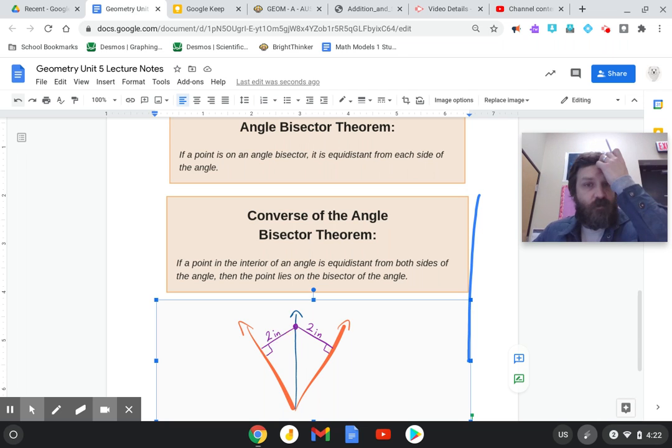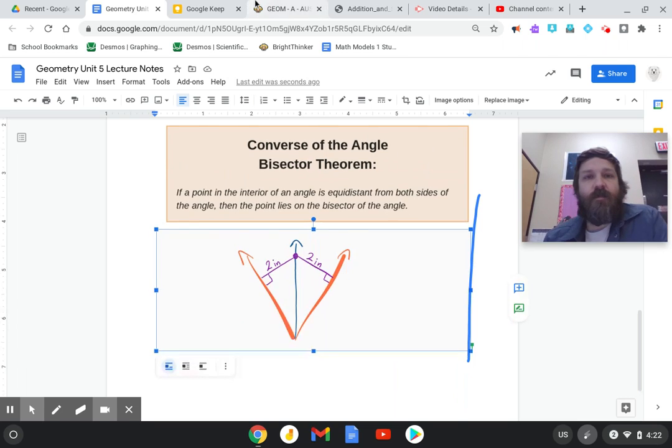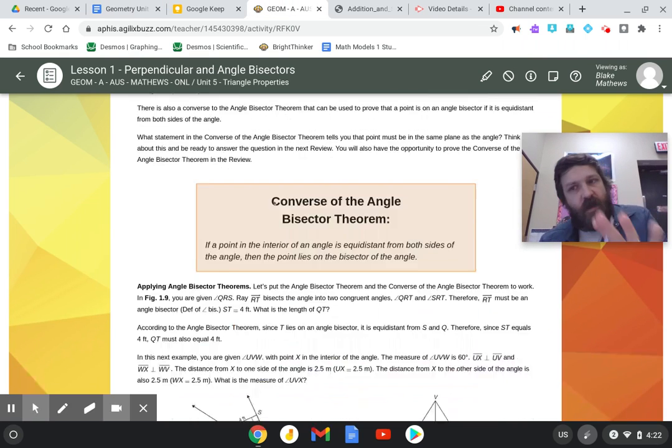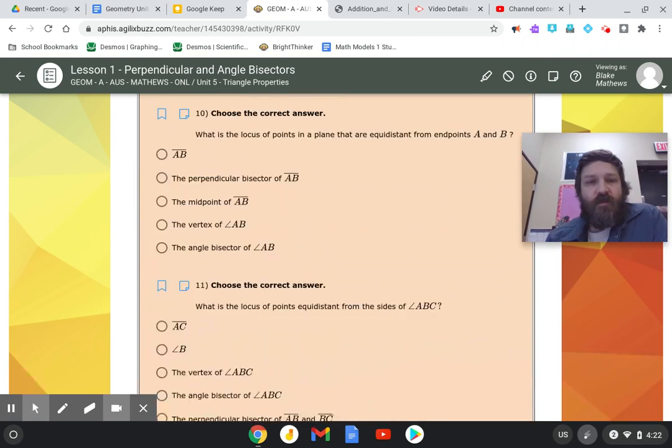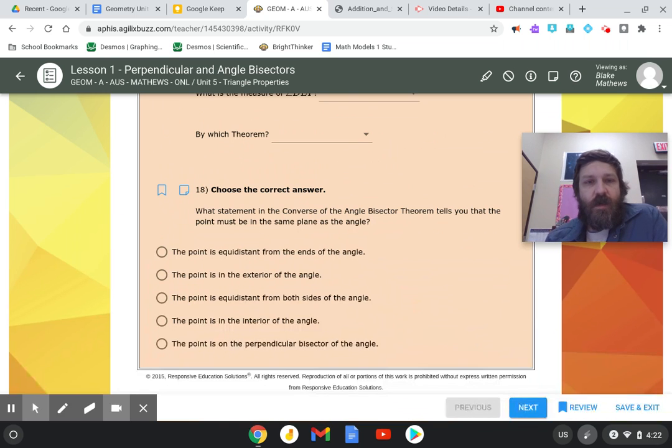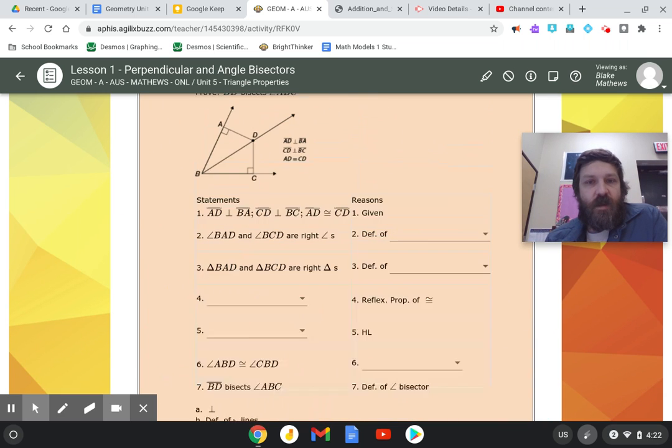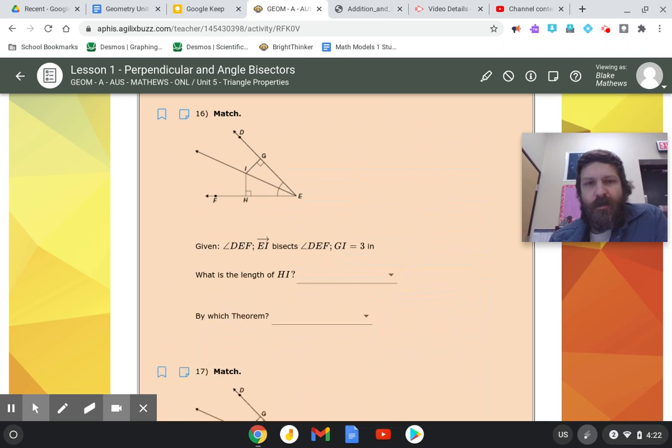And then, of course, the converse would be the opposite. If a point on the interior is equidistant from both sides, then it is on the bisector of the angle. And you have a little illustration of it for you right there. So again, I tried to break that down into the most simple way. Let's just jump down. So you're going to be using this starting with number 16 here.